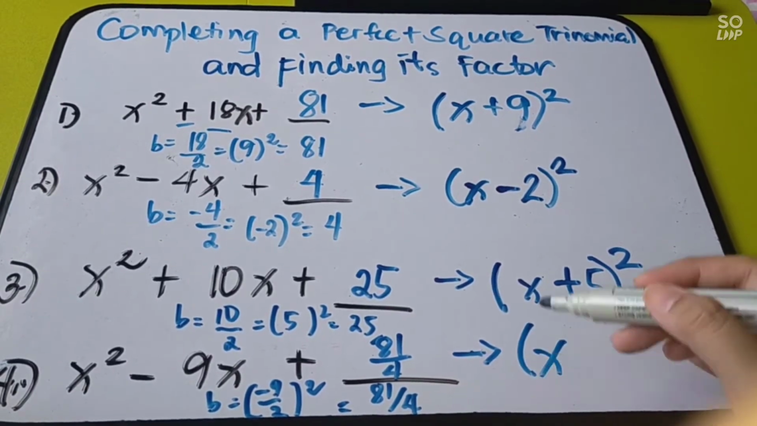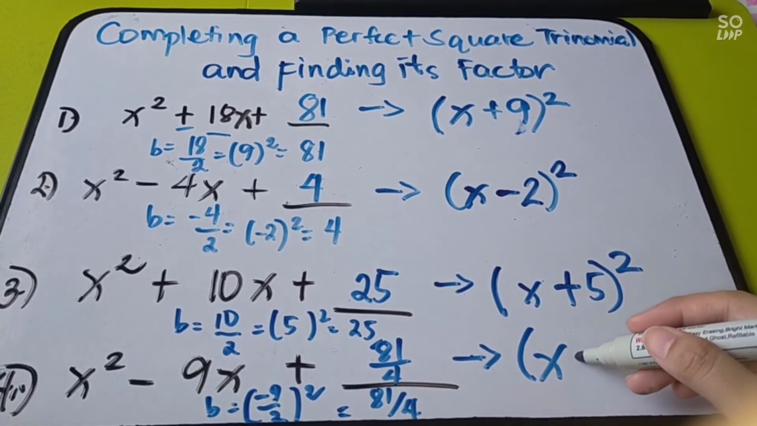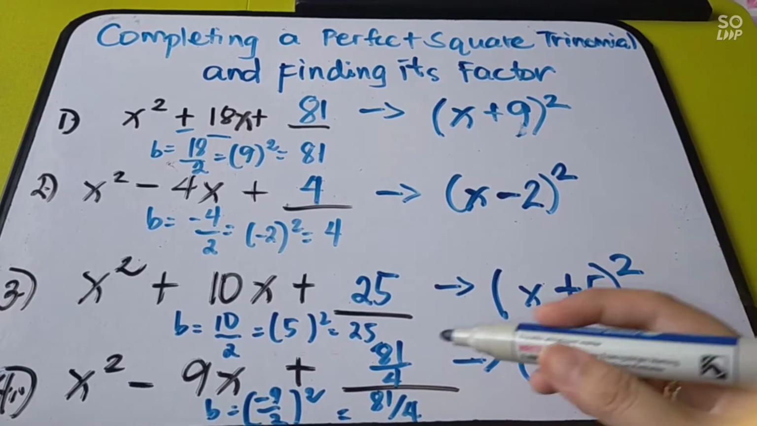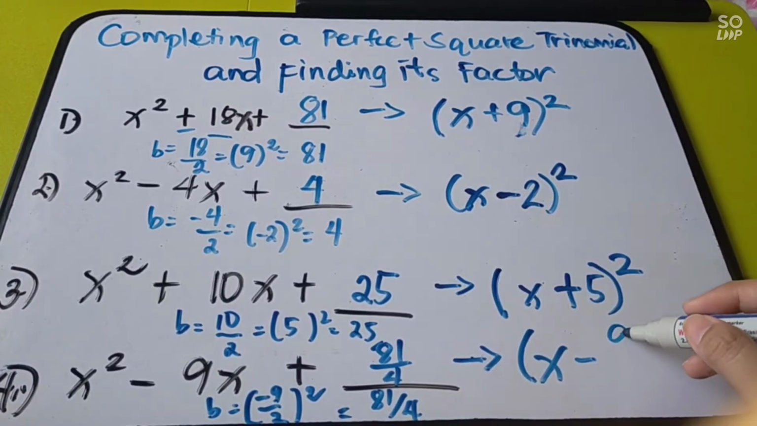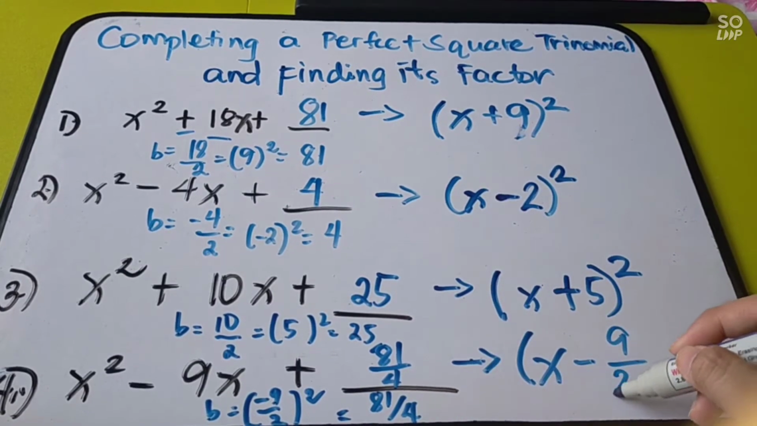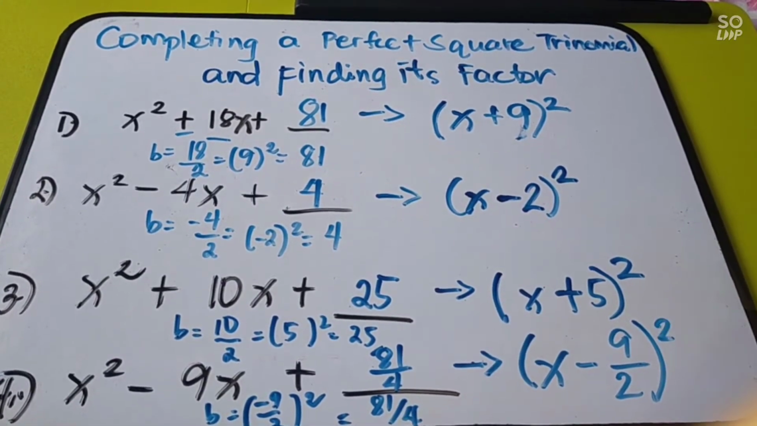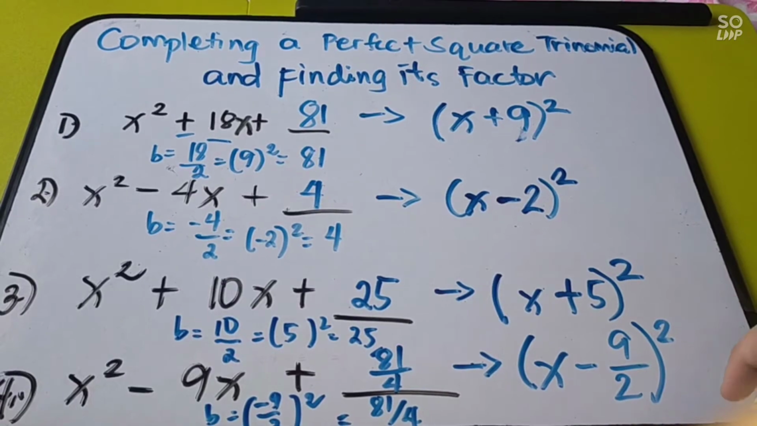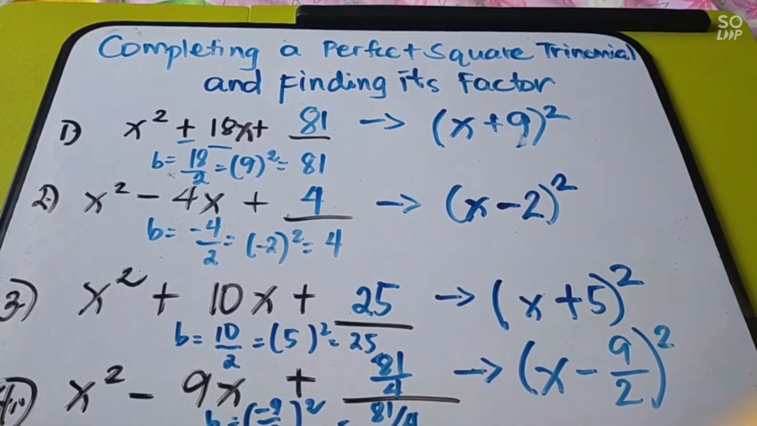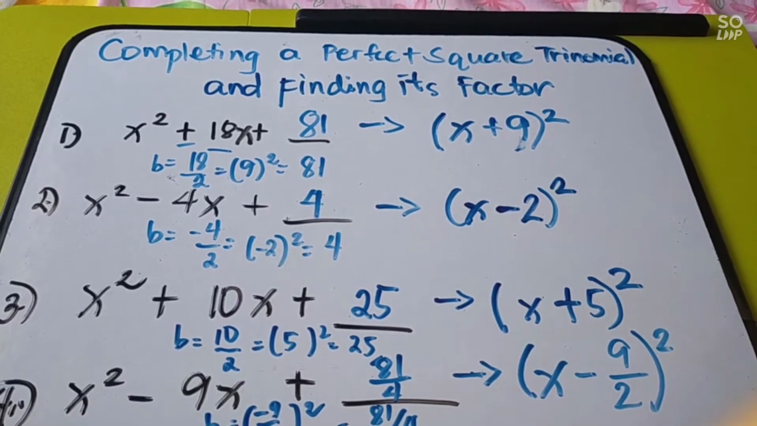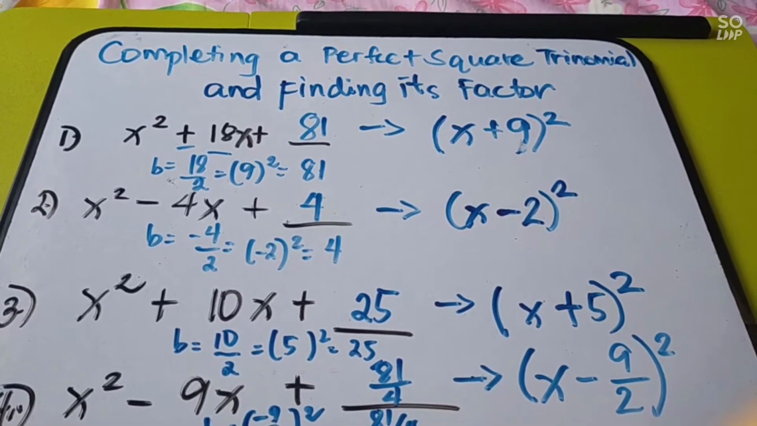Afterwards, find the factors. So, we have here x. Then, since negative ito ay magiging negative din. Then, square root lang nito, 81. Square root ni 81 is 9 over square root ni 4, we have 2. Then, squared. So, that's the factors. Is it clear? So, ito yung gagawin natin dun sa ating equation mamaya para ma-solve natin ang x.